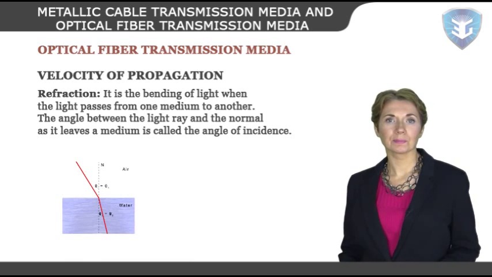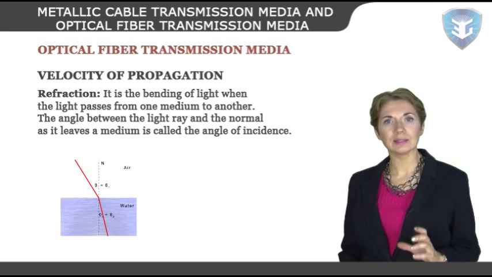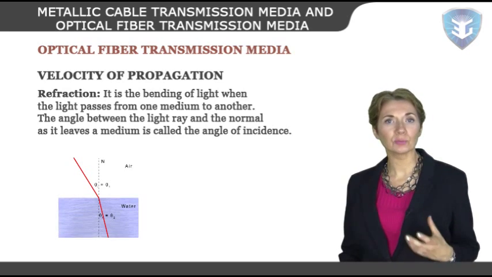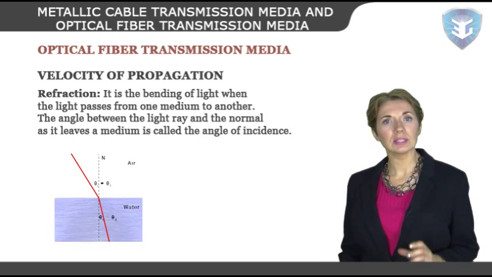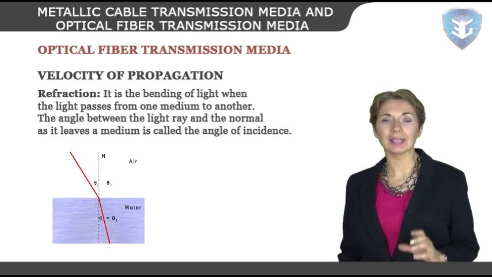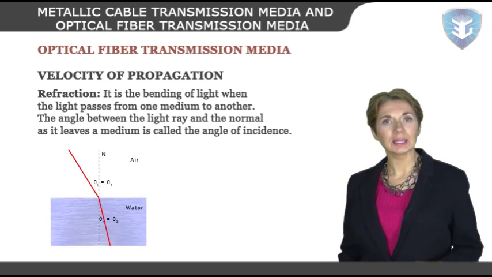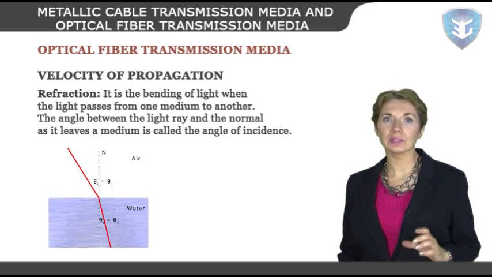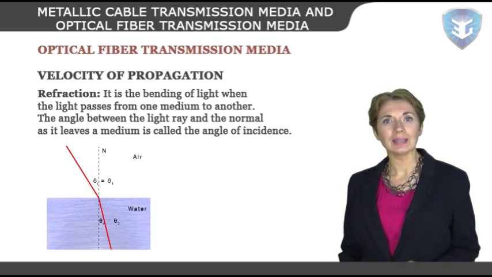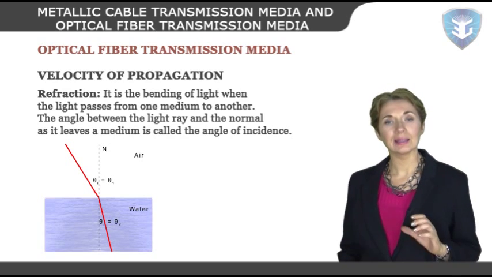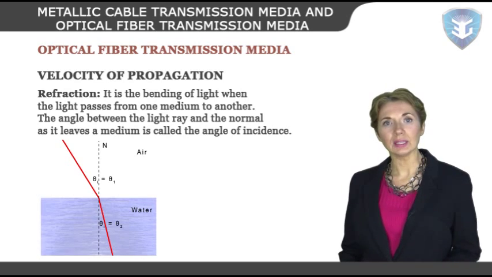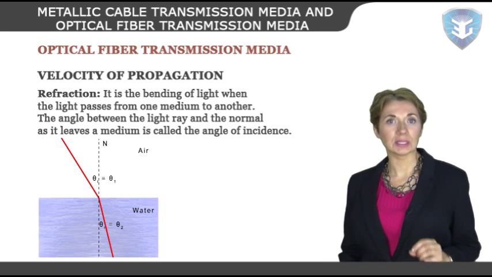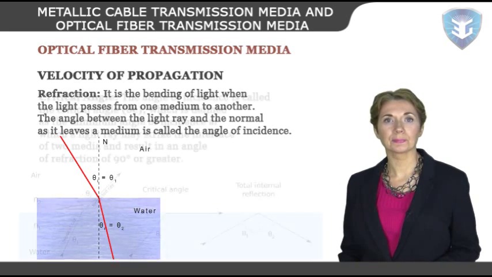Refractive index. Refractive index is simply the ratio of the velocity of propagation of light ray in free space to the velocity of propagation of a light ray in a given material, given by n equals c over v, where n is refractive index and c is speed of light, meters per second, and v is speed of light in a given material, meters per second.